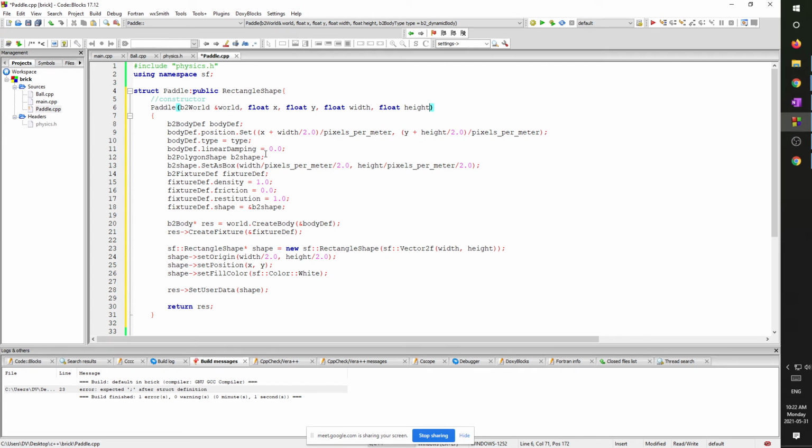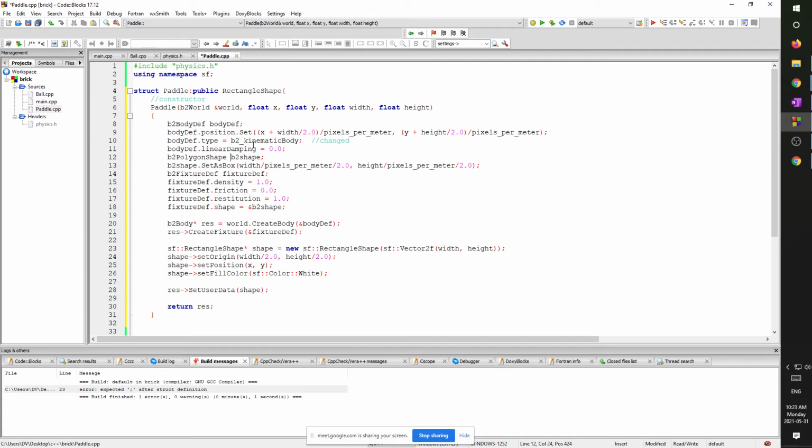And instead of writing type here, we'll just write kinematic body, B2 kinematic body. Okay, that should be changed. The paddle is a perfect example of a kinematic body in Box2D. It's a moving platform, right? Alright, so what do we have to change?